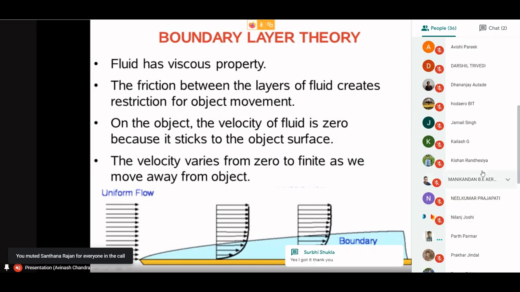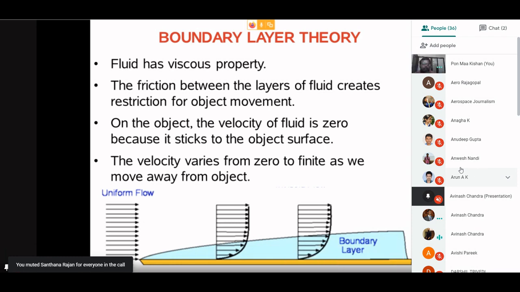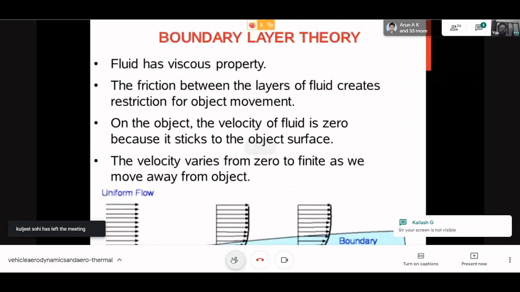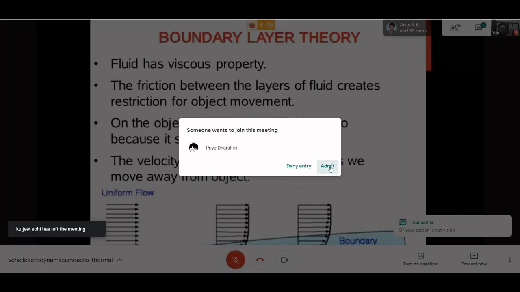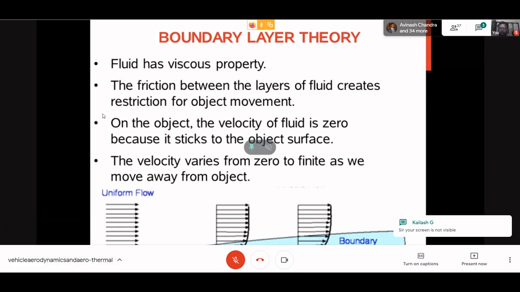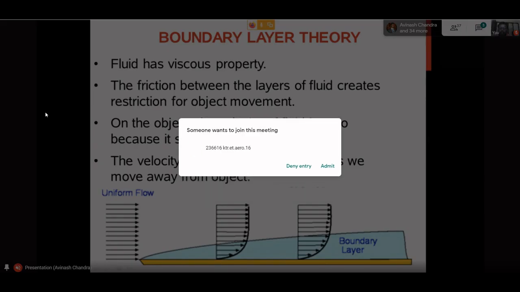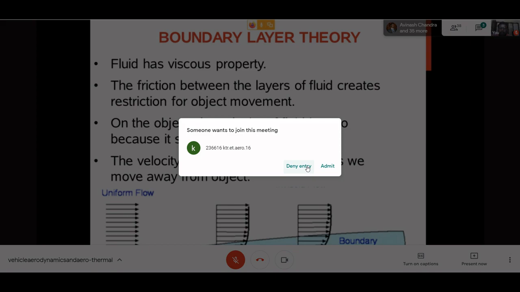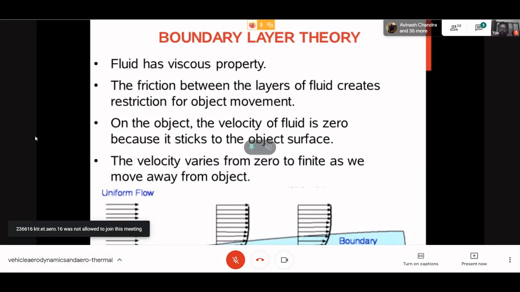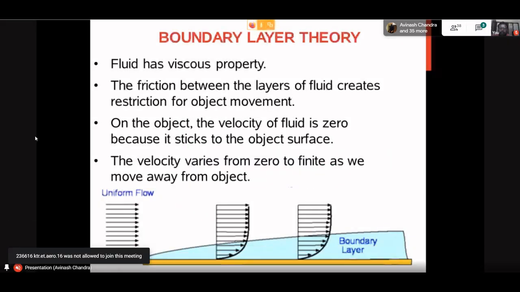So this principle or this phenomenon is very important when we do the fluid analysis, when we do the CFD analysis. That's how we see our simulations, how it is varying, how the drag is varying, how the interaction between the fluid and the automobile or the object is happening.